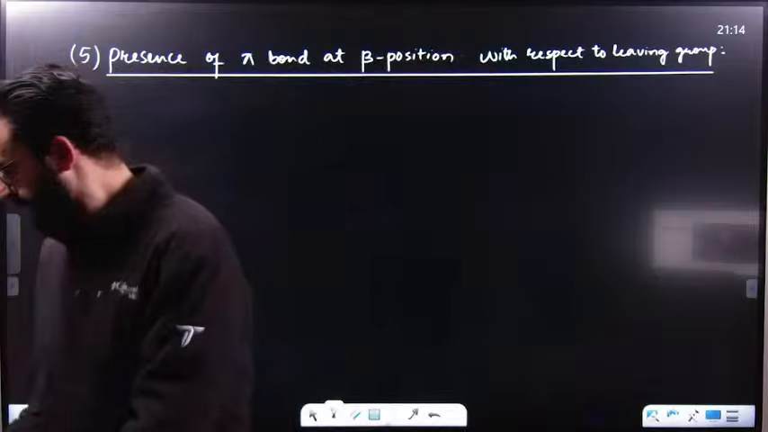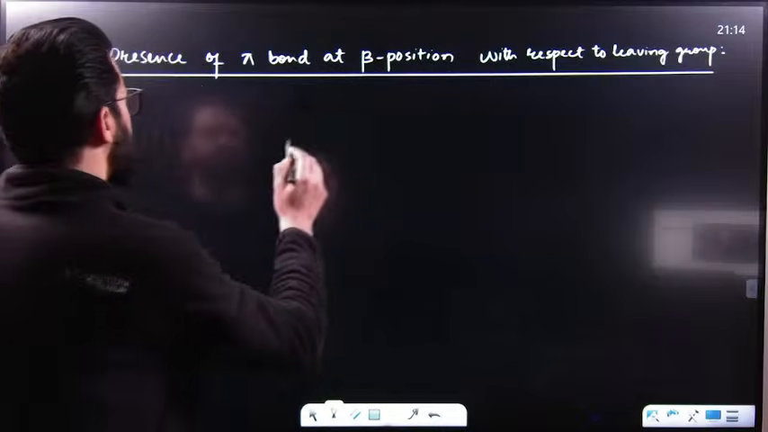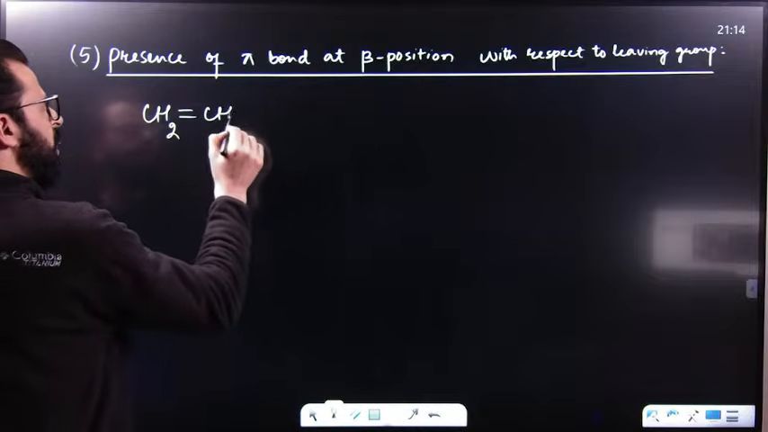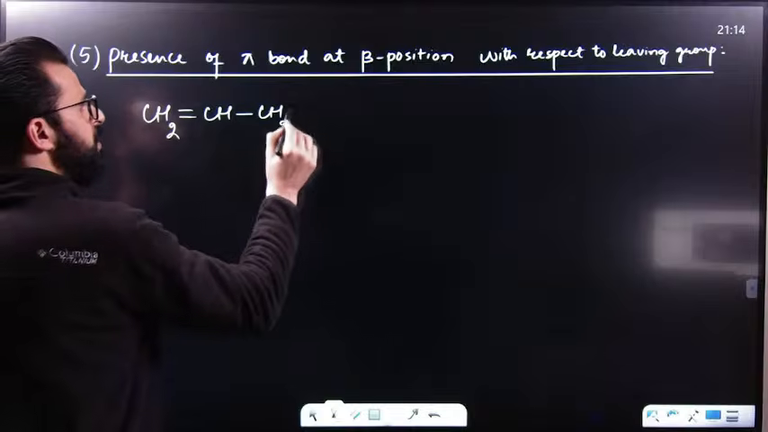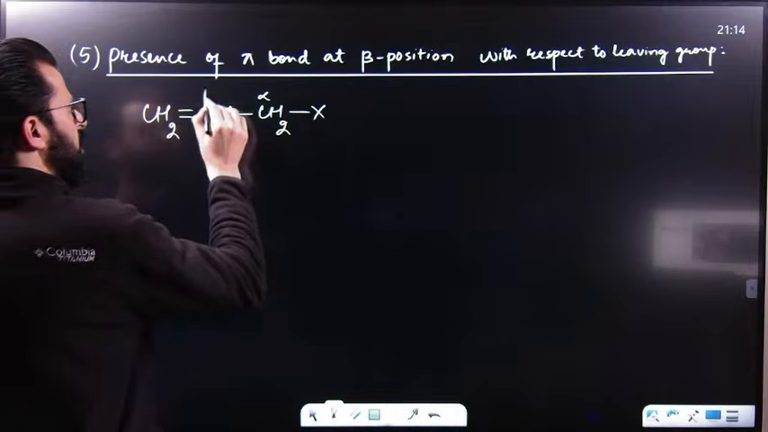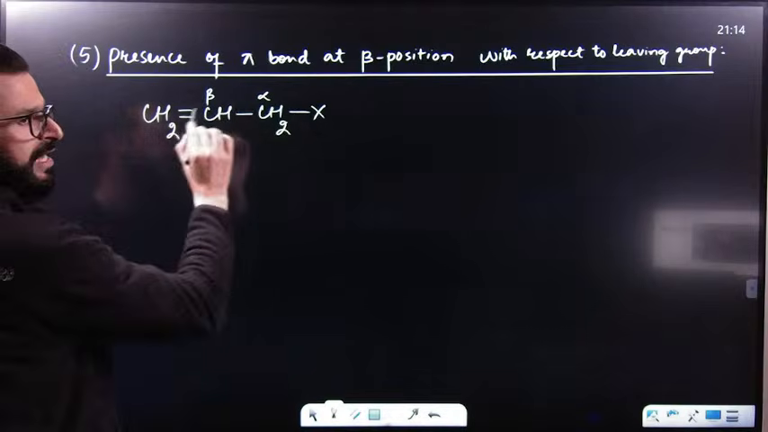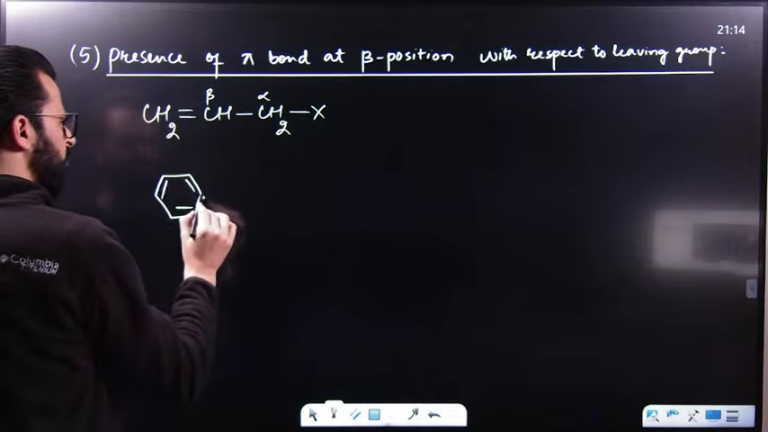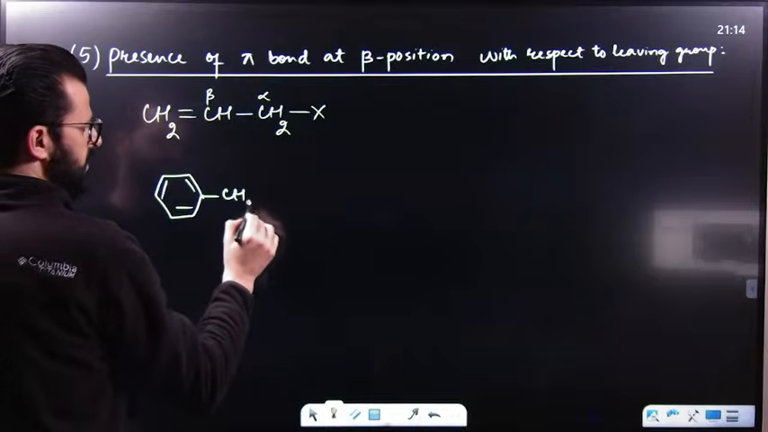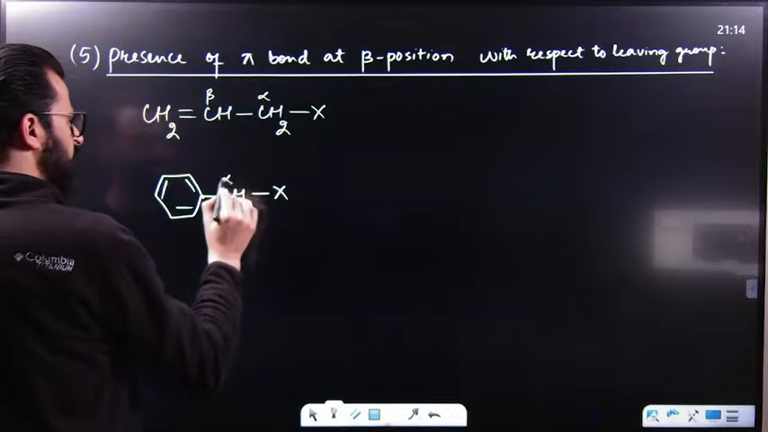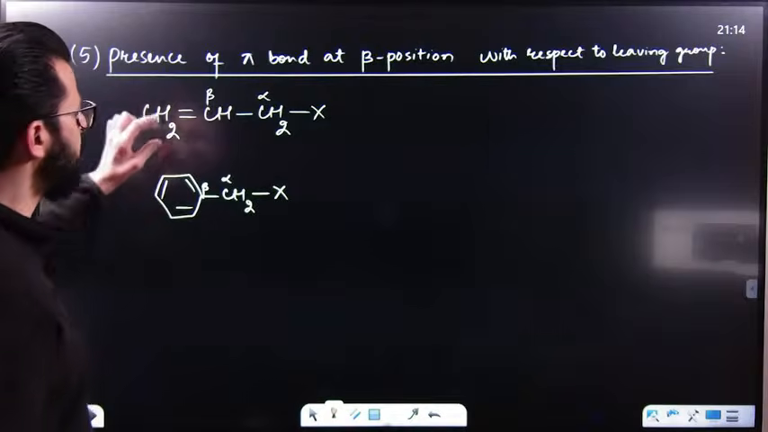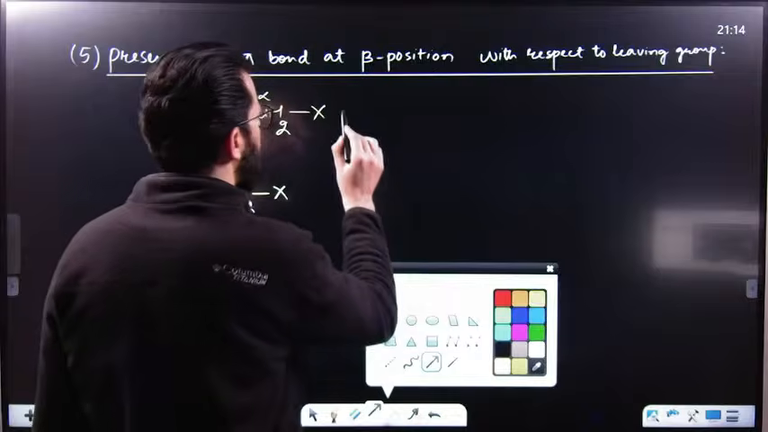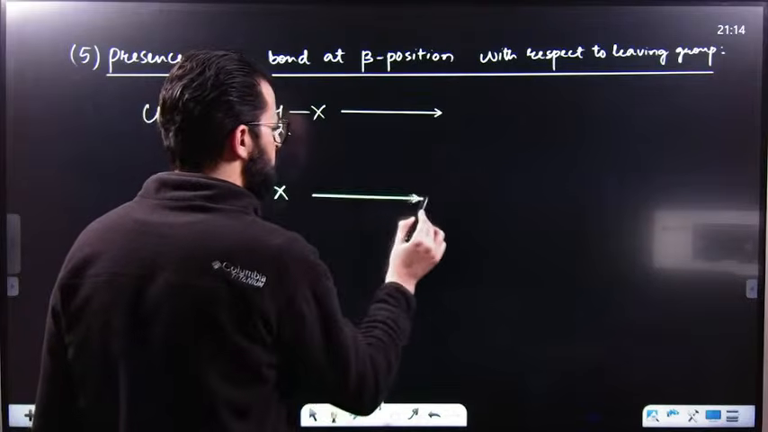Okay. Now after that, this is another case, if you are having pi bond, but this pi bond will now be present at beta position with respect to leaving group. Though this is alpha, this is beta. Say for example, allyl halide. Similarly, we are having benzyl halide. This is alpha and this is beta. Pi bond is now present at beta position. So there will be no resonance. When there is no resonance, we can simply ionize this CX bond.